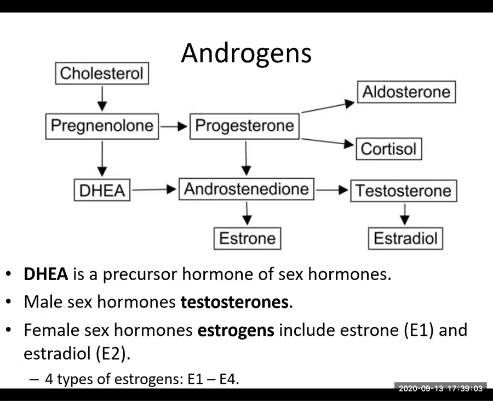So here is a pathway. You can see that the original is the cholesterol. That basically is the original source for all these steroid hormones. And it can be converted in the zona reticularis. It will be used to produce the DHEA. In the male, it will be converted to testosterone. In the female, it will be converted to estrogen.